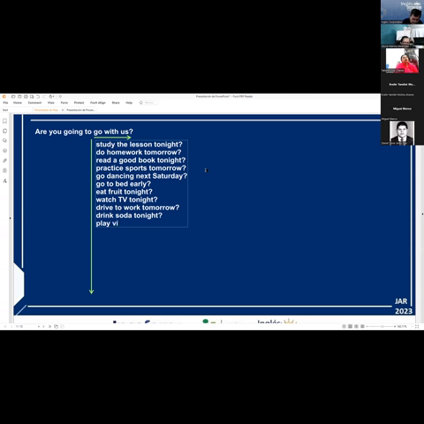Are you going to cook dinner? Are you going to make dinner? Are you going to make dinner tonight? Or do you want me to order pupusas? Okay. Yes. Yeah, order pupusas, right?